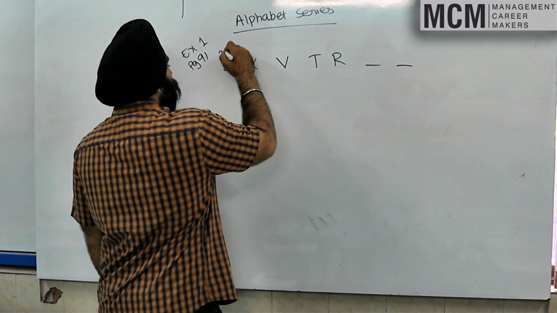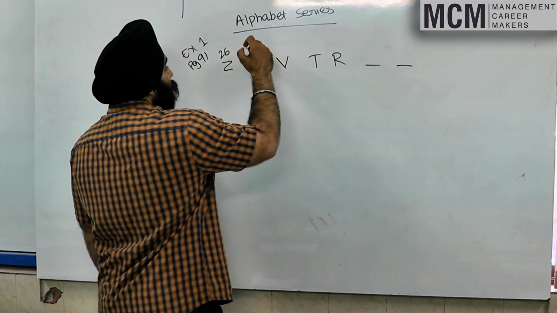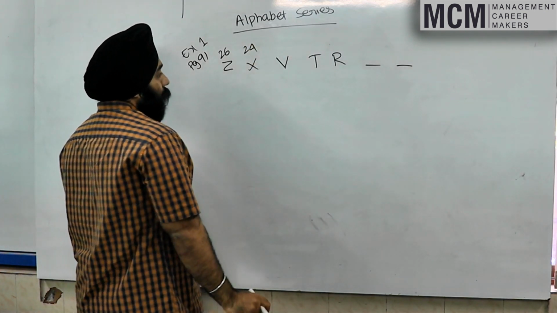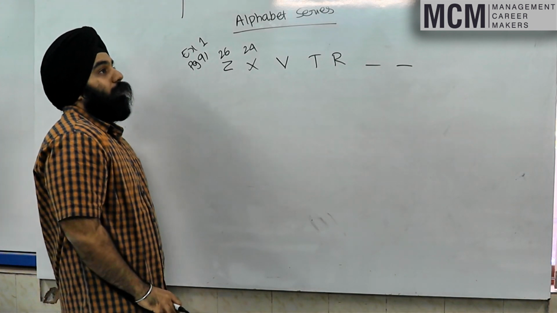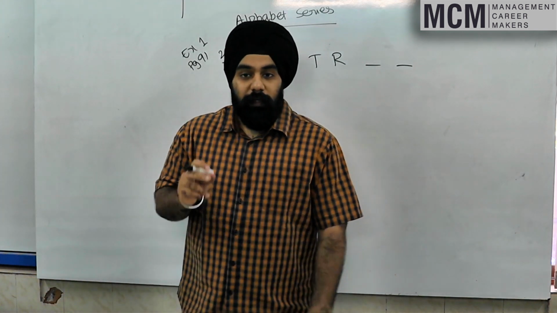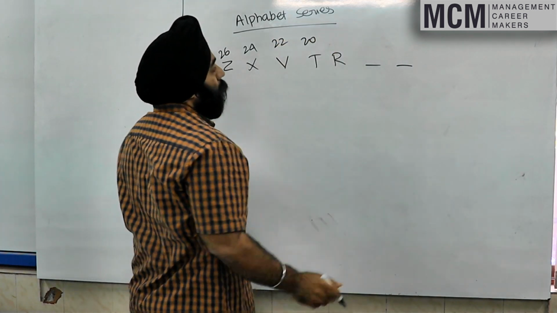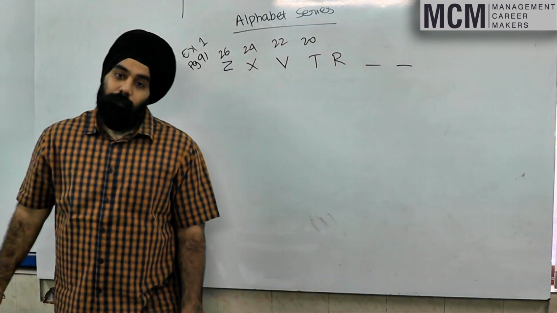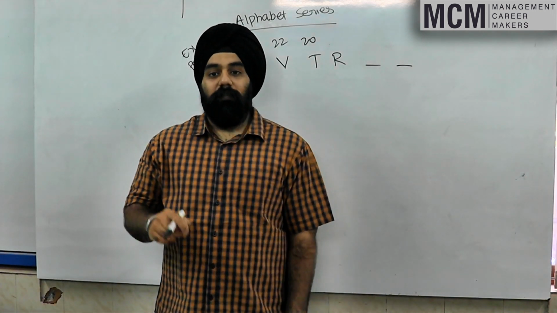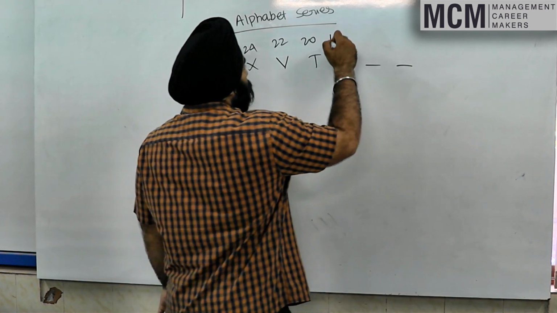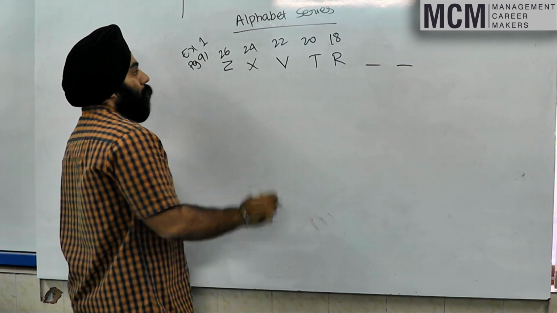So you have Z, which is 26, right? X is what? You have X, Y, Z, so 24, right? Then you have V. How do you get to V? You know EJOT, T is 20, T, U, V, so you have 22. Then you have R, which is what? EJOT, O, P, Q, R. O is 15, P is 16, Q is 17, R is 18. Right? Okay. You can see what pattern is being formed.